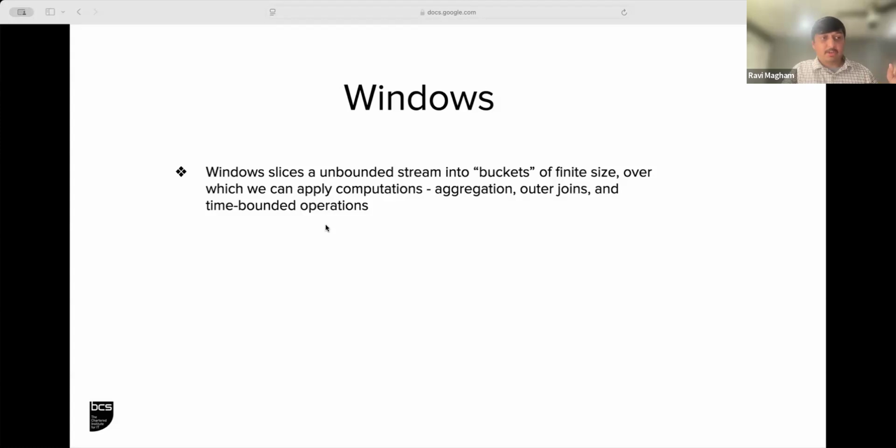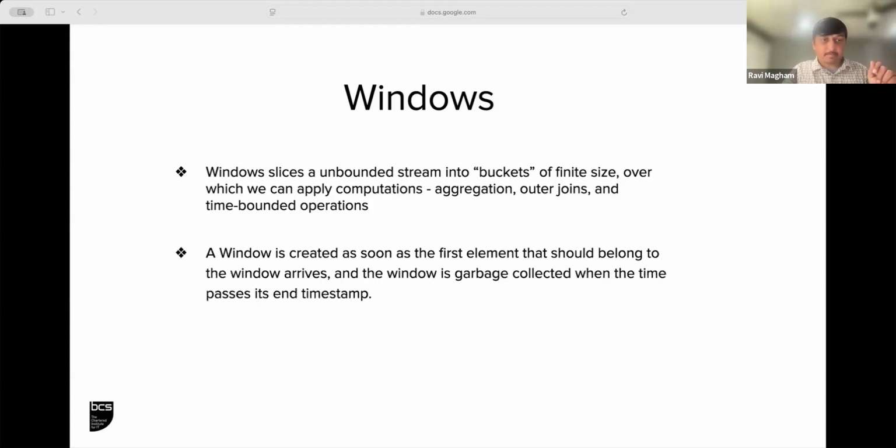Windows could be time bound, where you could say, in the last 1 hour or 1 minute, what has been the number of rides that have happened in a specific location. That time-based one is called windowing. So you could group all the data which comes in that particular time period into that window. A window is created as soon as the first element that belongs to that specific window arrives, and is closed as and when the last event comes in, meaning it's more time bound here.